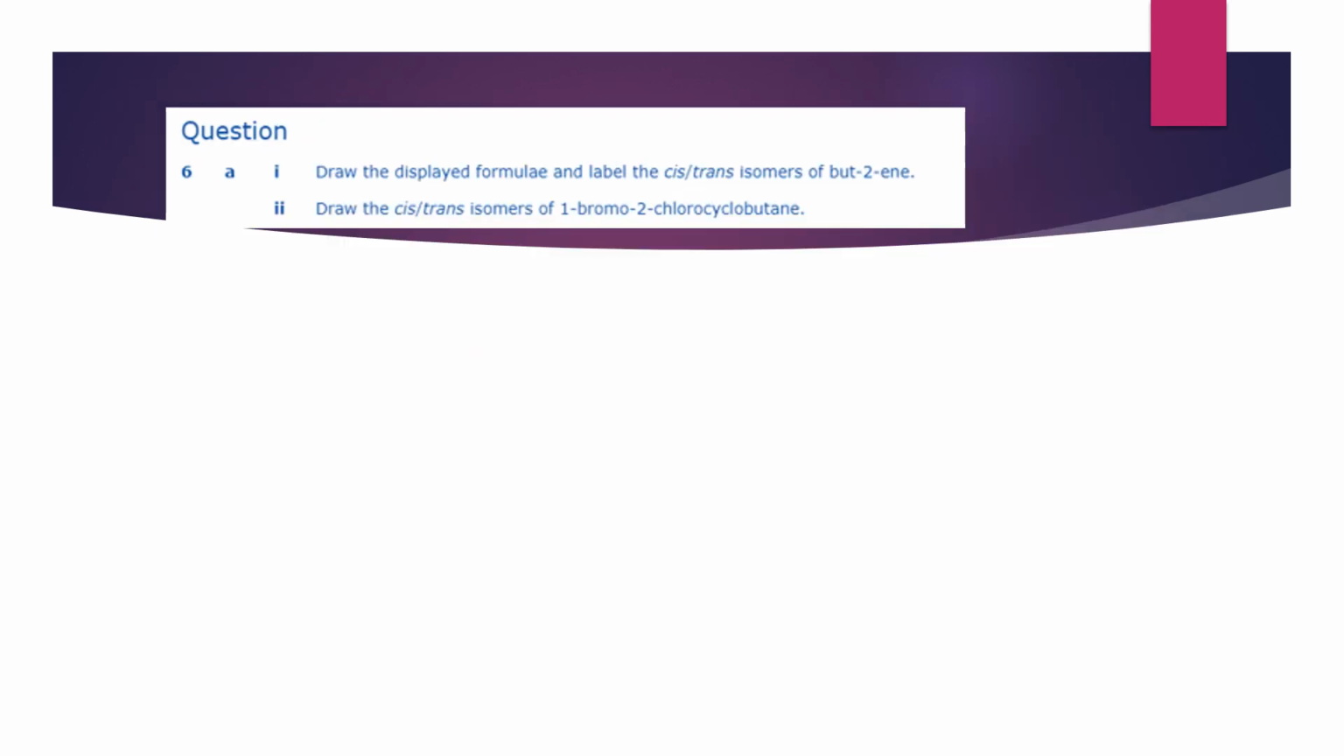Continue with question number 6A.1. Draw the displayed formula and label the cis-trans isomers of butene. Butene is 4C and the group is alkene. 1, 2, 3, 4 with the double bond in the second position in here.